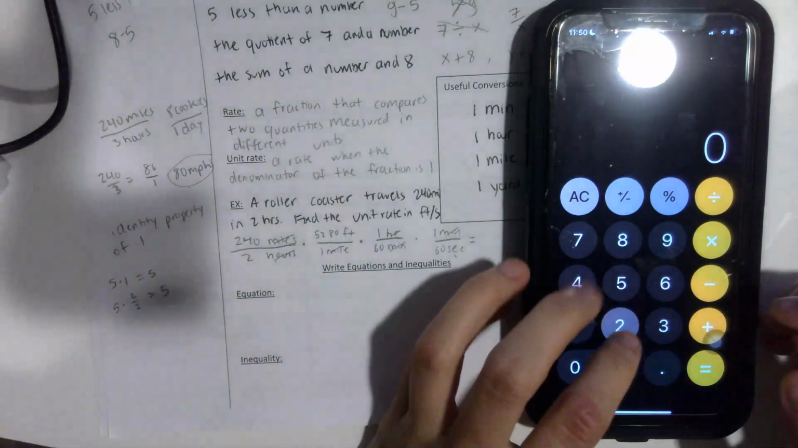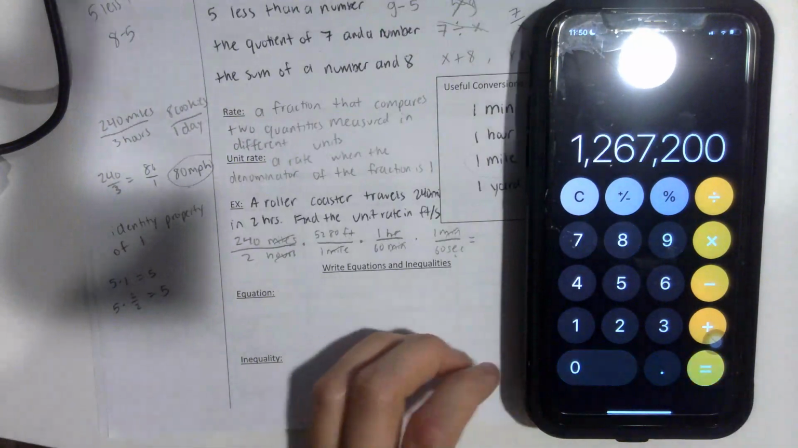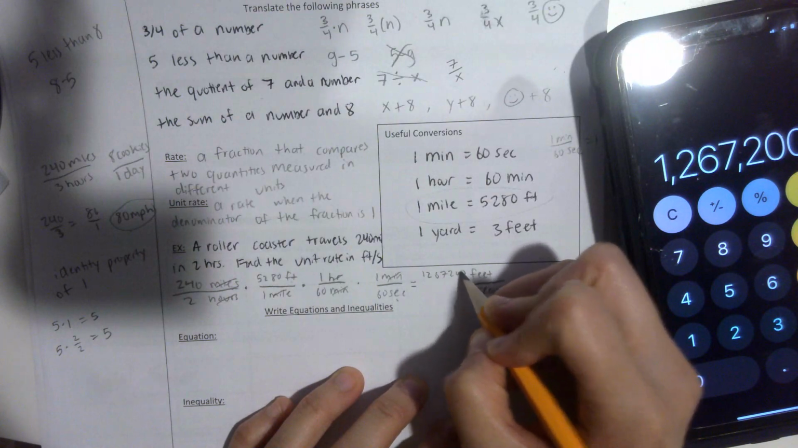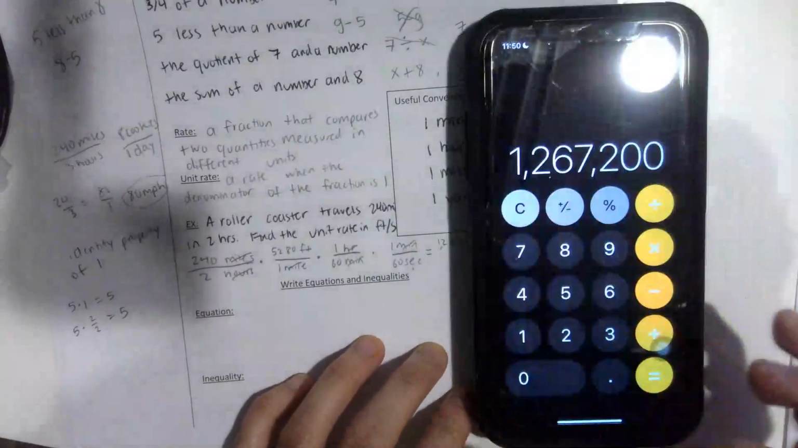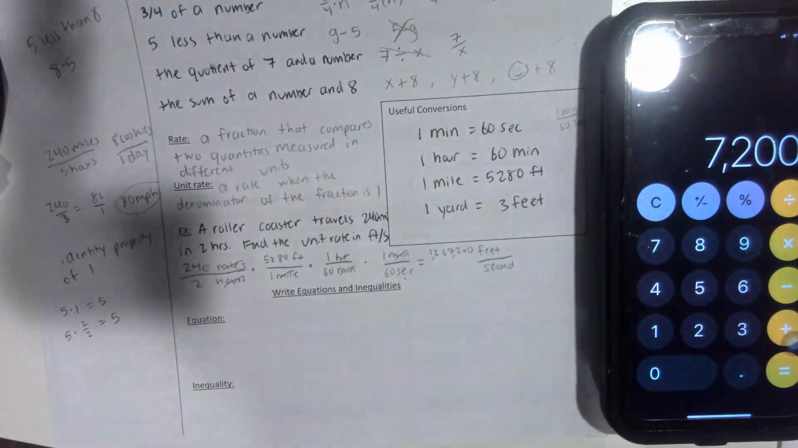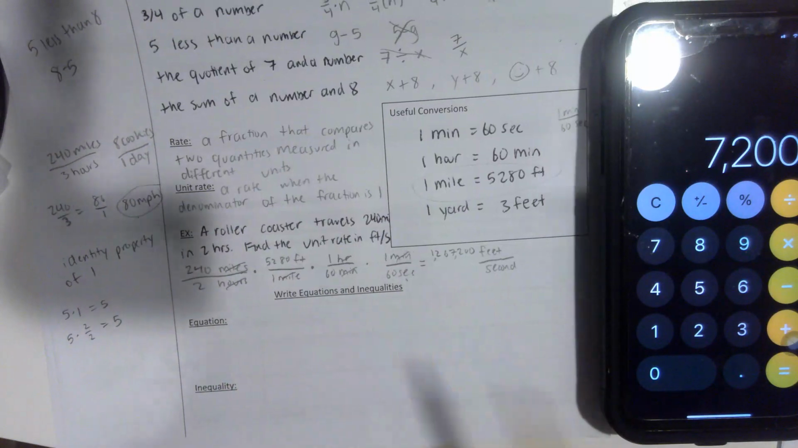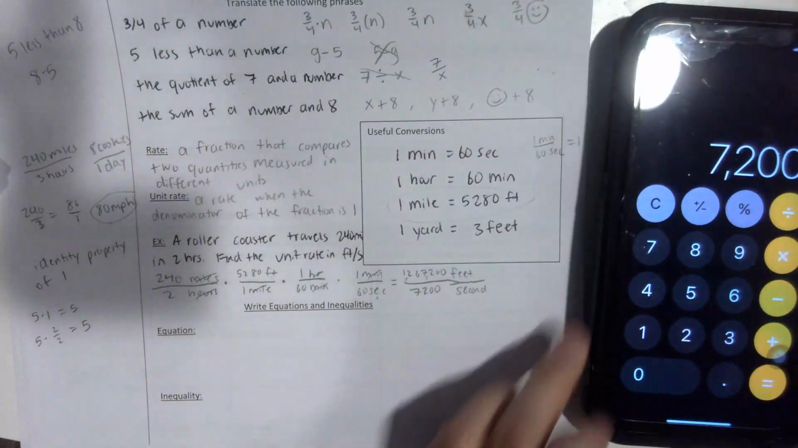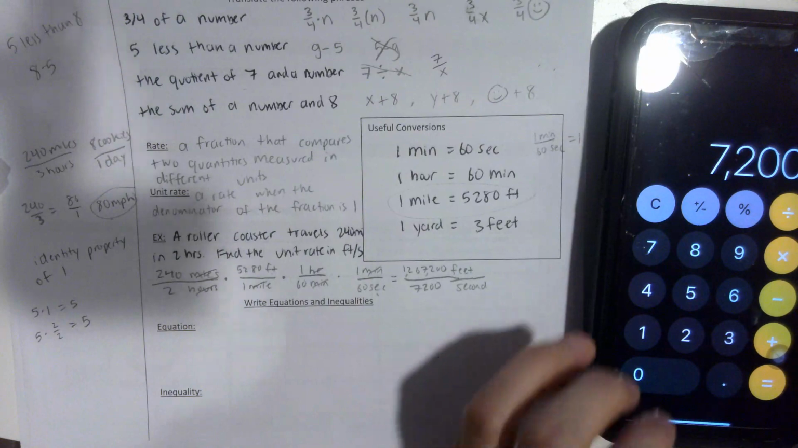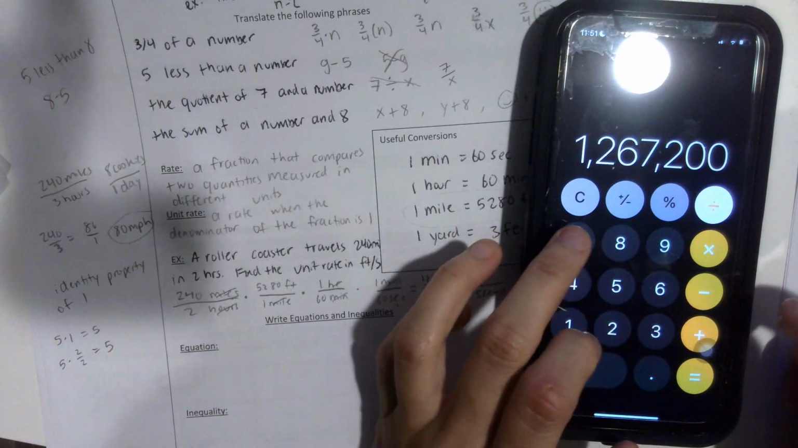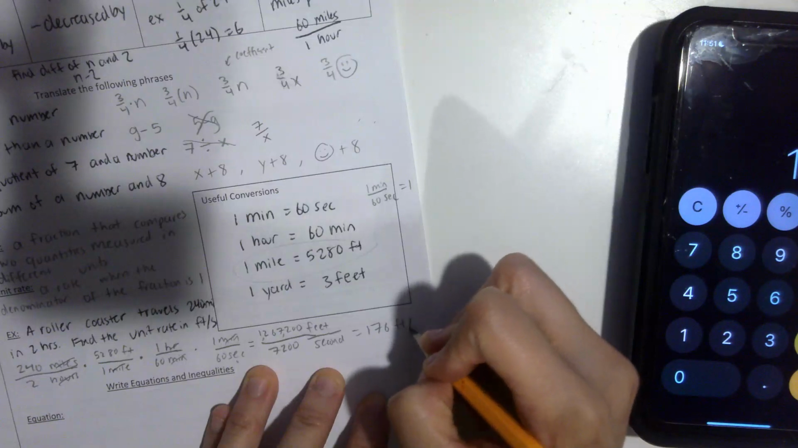So we have 240 times 5,280 equals a lot. 1,267,200. And then we have 2 times 60 times 60. Remember, when we're multiplying fractions, we multiply the numerators and then we multiply the denominators. That was a vocab term. So we have over 7,200. And we want the unit rate. So we're going to do 1,267,200 divided by 7,200. 176 equals 176 feet per second. It's pretty fast.